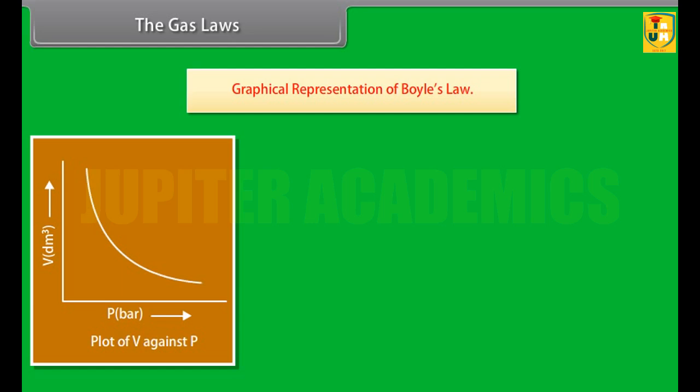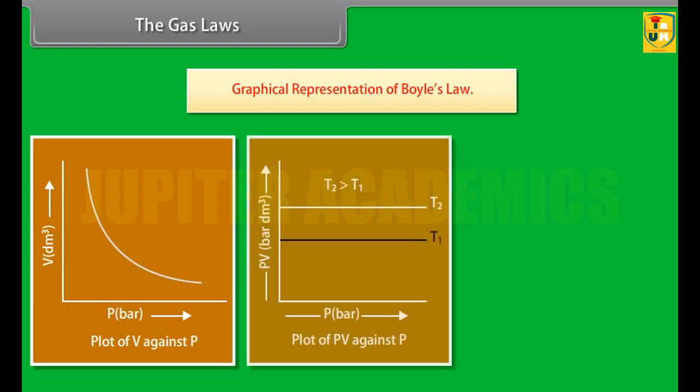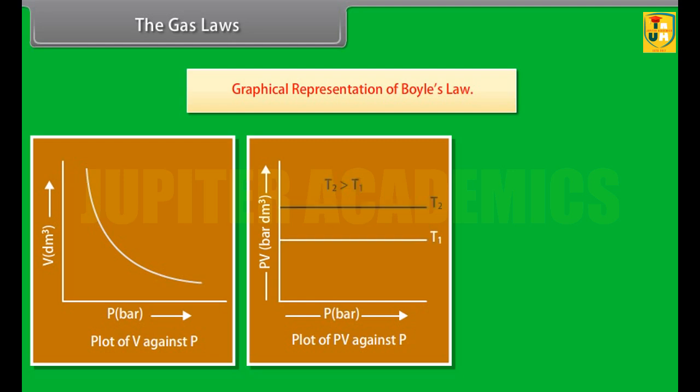It shows the plot of V versus P at a particular temperature. It shows that as P increases, V decreases. It shows the plot of PV versus P at a particular temperature. It indicates that the PV value remains constant in spite of a regular increase in P. The curve obtained by plotting PV against P at a particular temperature is called an isotherm. The higher curve corresponds to a higher temperature.